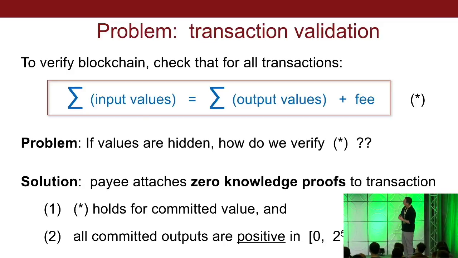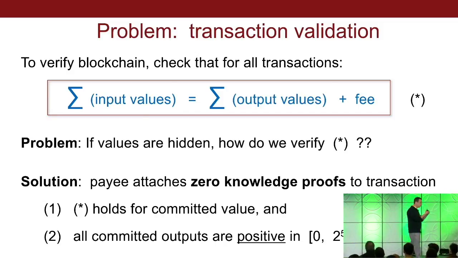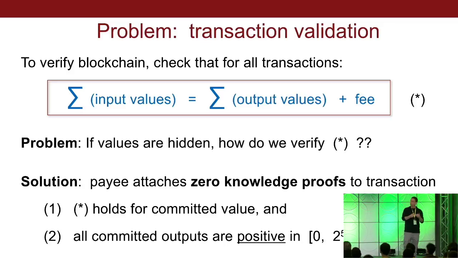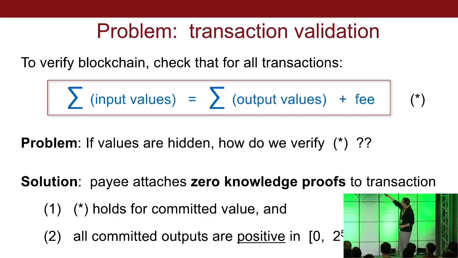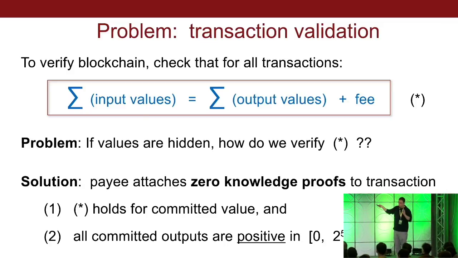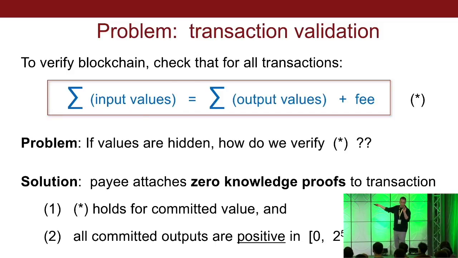So essentially, what the person who creates the transaction does is, in the transaction, he includes a zero-knowledge proof to say that, in fact, this equation star here actually holds. So without knowing what the values are, you, the world, will convince yourself that, in fact, this equation holds, but you will learn nothing else about the committed values.